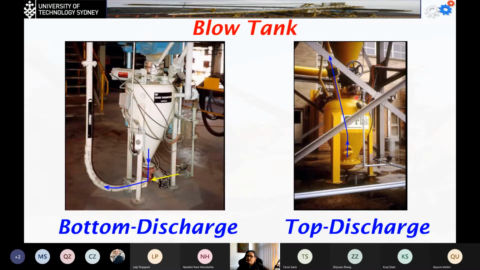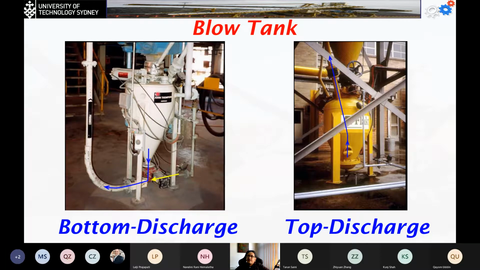Okay, now that's what you are going to see in real life about the bottom discharge. You can see that the outlet is going to be at the bottom, or you can have the pipe coming here to the conveying system, and that's what we call the top discharge.